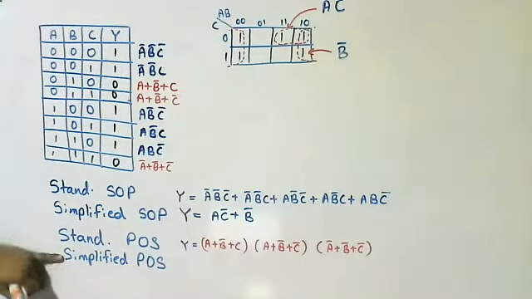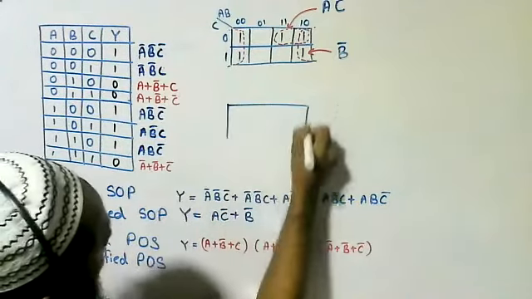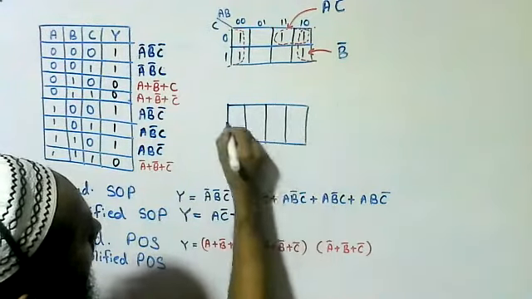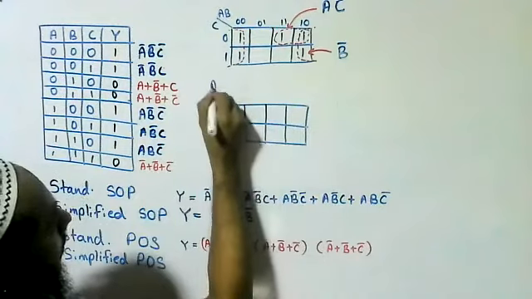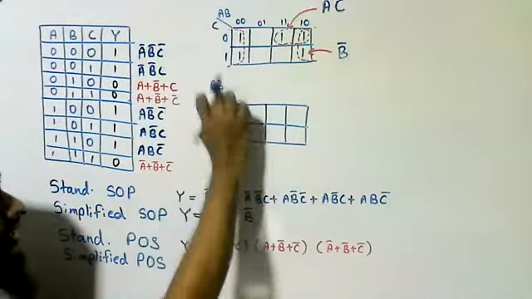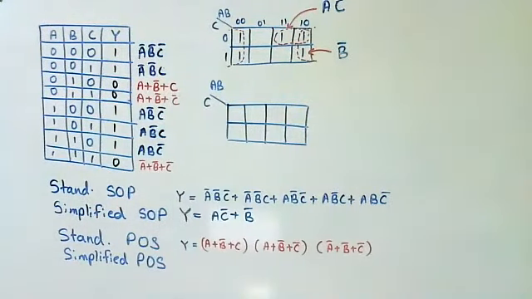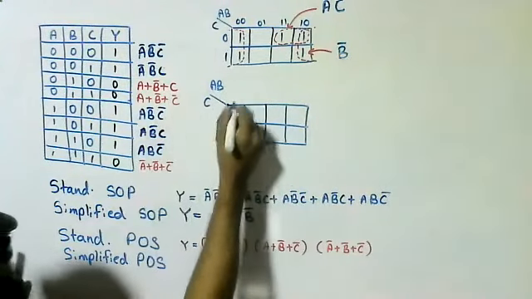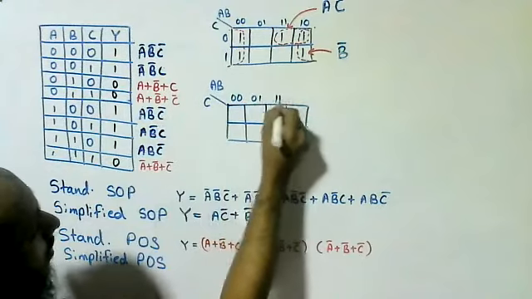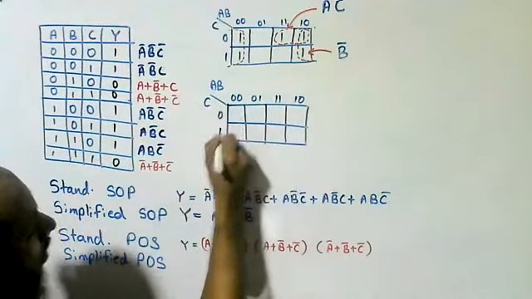Right, now I come to the POS expression. So I'm going to draw a Karnaugh map here. We need 8 cells. A, B, C, those are the variables. Even if you write A, B, C in another order, it is also correct, but use one method. That means regularly use one method. Don't change it. 0, 0, 0, 1, 1, 1, 1, 0. Here 0, 1.